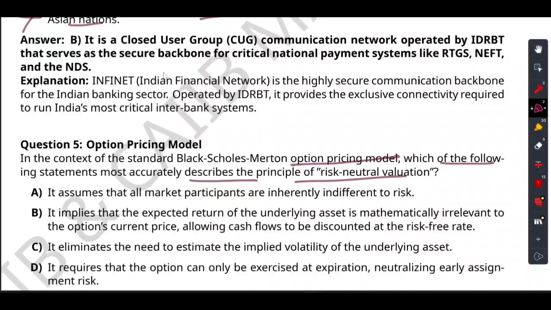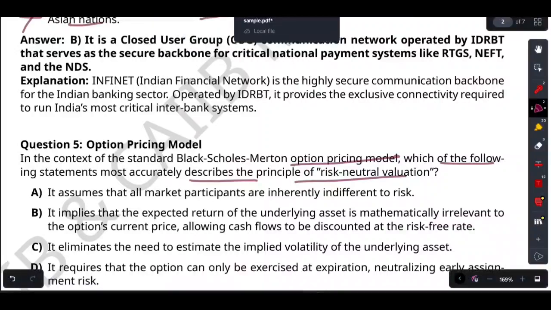B says that it implies that the expected return of the underlying asset is mathematically irrelevant to the option's current pricing. C says that it eliminates the need to estimate the implied volatility of the underlying asset. D says that it requires that the option can only be exercised at expiration, neutralizing early assignment risk. These are the 4 options that they have provided. So we have to answer the correct question.